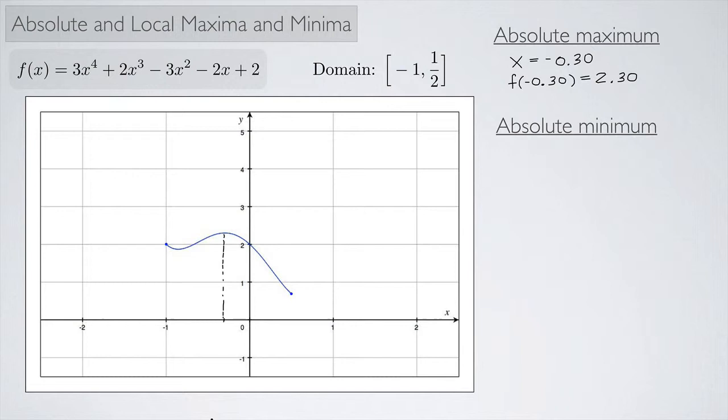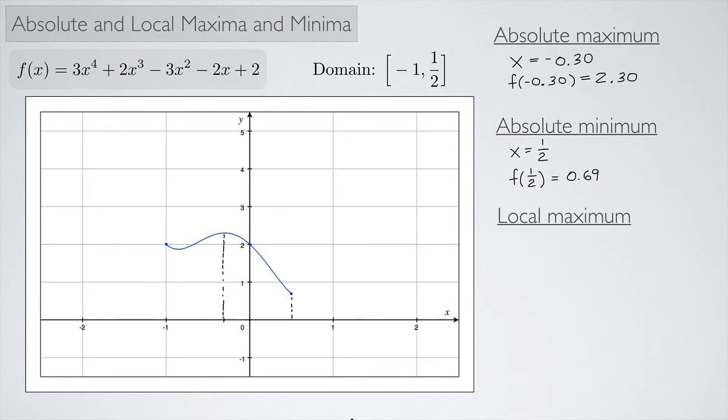How about an absolute minimum? Well, we do have an absolute minimum, and this time it's right here. That's where the function reaches its lowest point, and that happens right at the end of the interval. That's at x equals a half. And so if we look at f of a half, and I guess I'll write this as a decimal here, that's 0.69, and that looks to be about right.